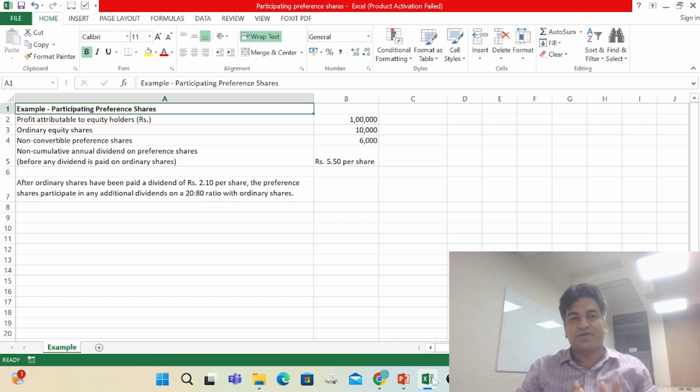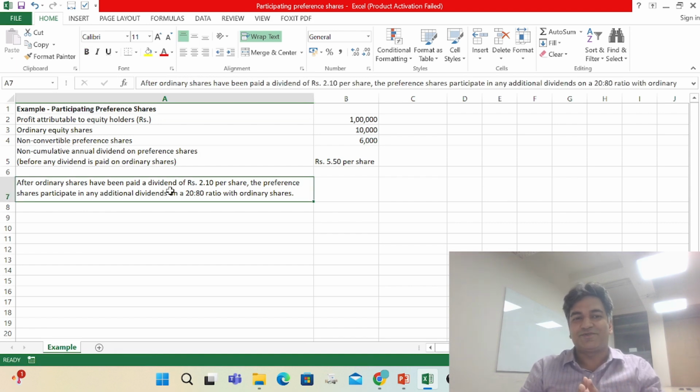So friends, in this example, the profit attributable to equity shareholders is 1 lakh rupees. Ordinary equity shares are 10,000, and non-convertible preference shares are 6,000. The non-cumulative annual dividend on preference shares is 5.5 per share. That is, before any dividend is paid to ordinary shareholders, participating preference shares will get a dividend of 5.5 rupees per share. After ordinary shares have been paid a dividend of 2.1 per share, that is, ordinary equity shareholders have a right to claim a dividend of 2.1 per share, and once these are paid, the preference shareholders can participate in the additional dividends in a 20 is to 80 ratio with ordinary shares. So friends, let us now see how this profit of 1 lakh will be distributed among the participating preference shareholders and the common equity shareholders.